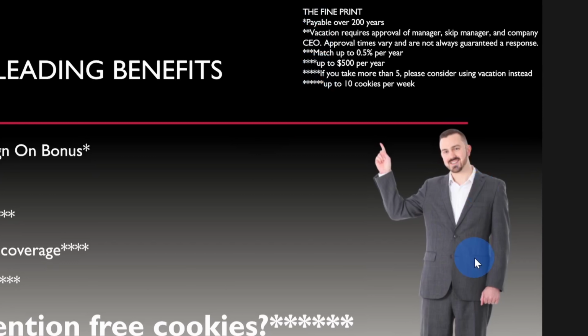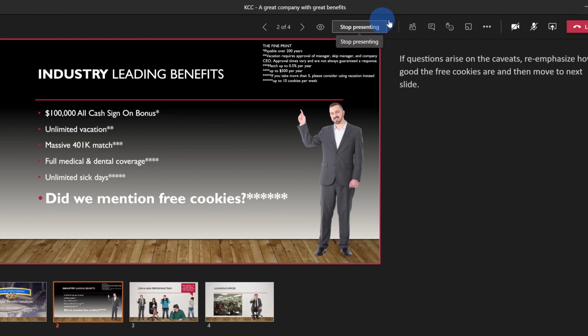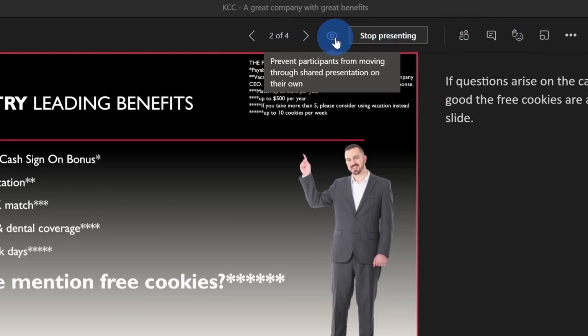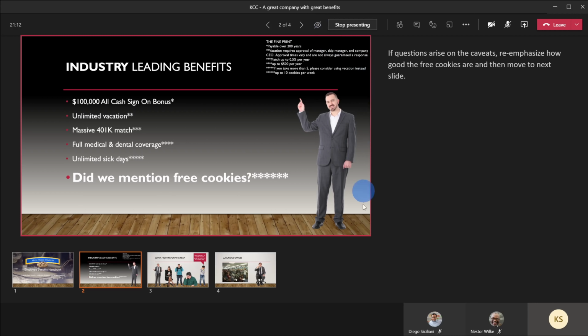Now, on these slides, we have some fine print on here, and I don't want my employees lingering too long on any one slide, so I want to turn off this capability. To prevent participants from jumping around the presentation, up here on the top meeting controls, there's an eye icon. When we click on this, Diego and Nestor will no longer be able to jump around the presentation, and they'll only be able to see what I currently have on my screen.